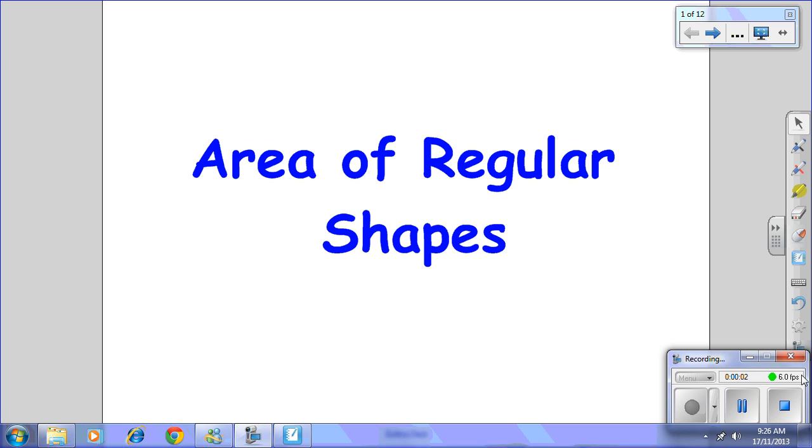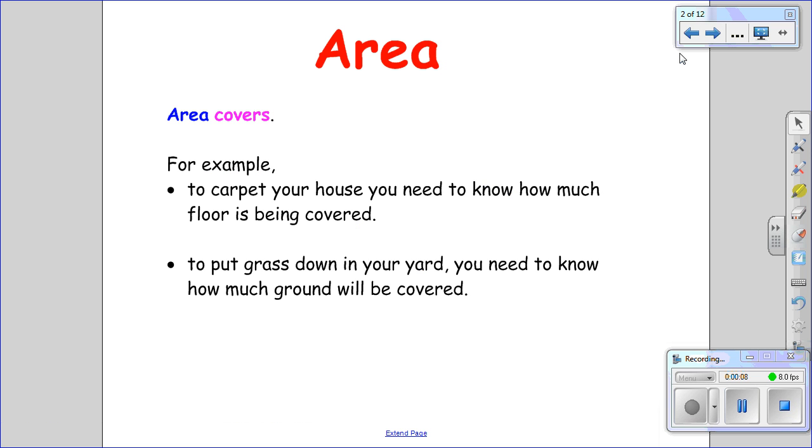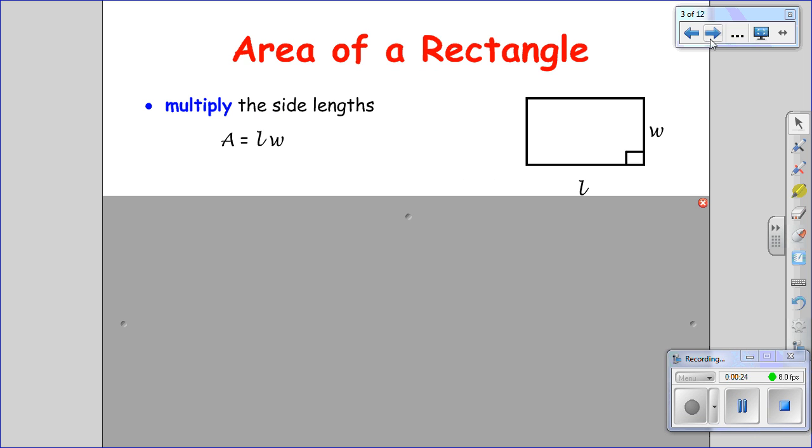Area of regular shapes. Remember, area covers. So we're looking at what we're covering up with something to find the area. So carpet covers your floor, grass covers your yard, paint covers your wall. All of those things are instances where we need to find the area.